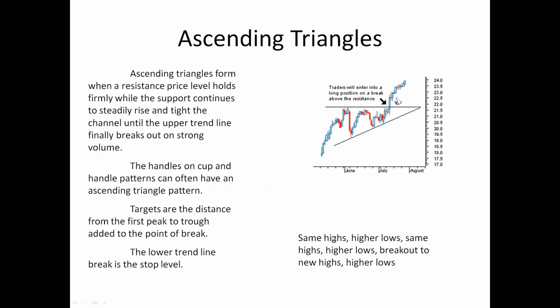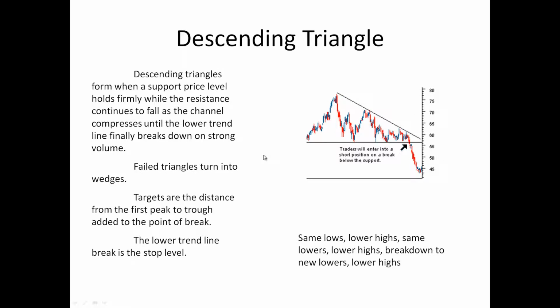So you have same highs, higher lows, breakout to new highs. Now, descending triangle, like I said before, you have the diagonal trend line going downward, so we could understand that that's a descending triangle, right?